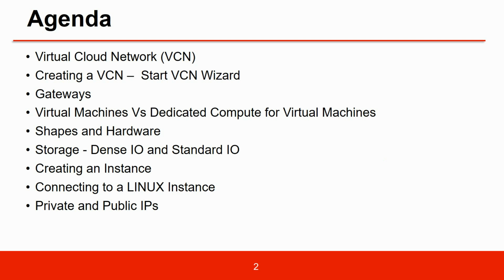Virtual Cloud Network, VCN. Creating a VCN using Start VCN Wizard. Gateways. Virtual machine versus dedicated compute for virtual machine. Shapes and hardware, storage, dense IO and standard IO, creating an instance. Now you will connect. Why? Because whatever topics I am reading, they are not theory. You have seen everything in action. That is the reason I always try to demonstrate first, then explain, so that you have the connectivity with the topic. Private and public IPs.